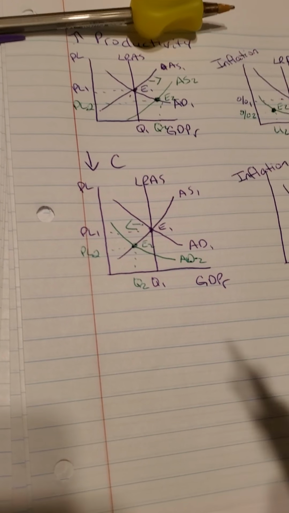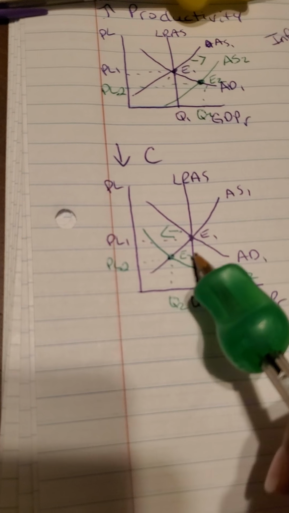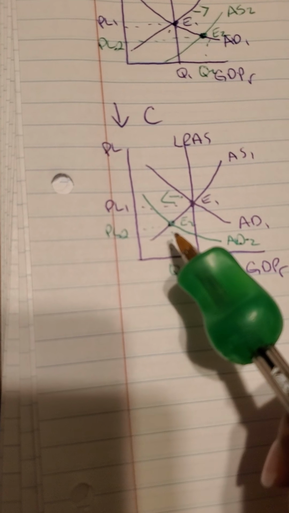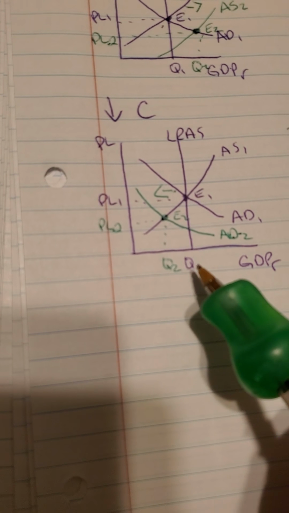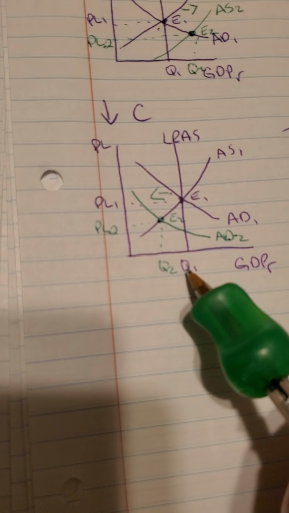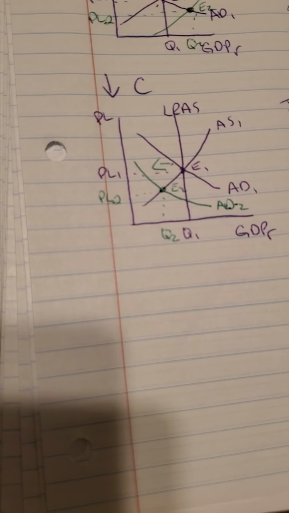Now we read what happened here. We have price level decrease. What kind of gap are we in? We're in a recessionary gap. So that means our unemployment rate is higher than the natural rate of unemployment, and our output is low. Output low, price is low, unemployment high.